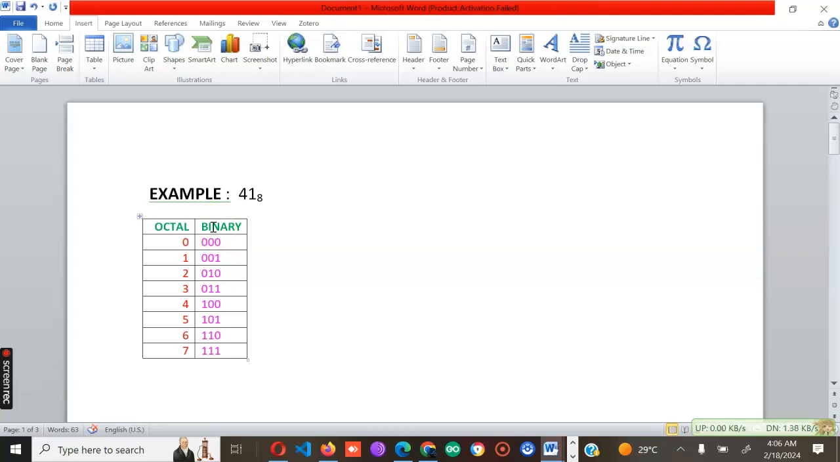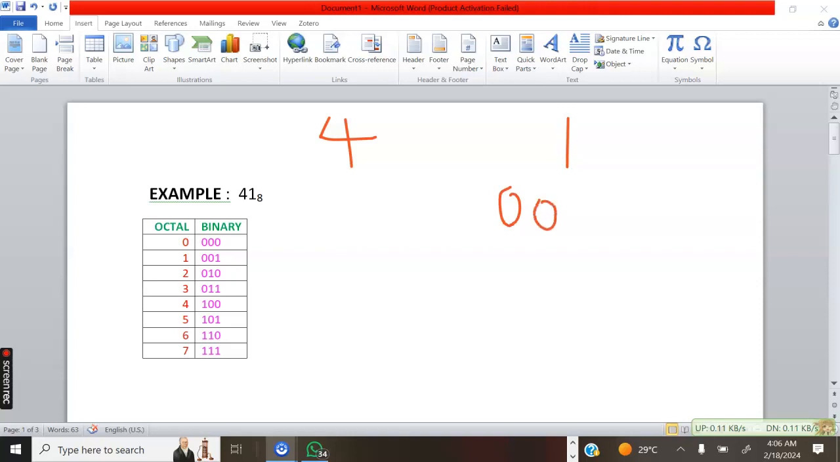So for this one, remember the steps, the procedure. You write down the number, and my number is 41. Step 2, you obtain the binary equivalent of each digit, and you write it in 3 bits below the digits. For the 1, as you can see, it has 001, while the 4 has 100.